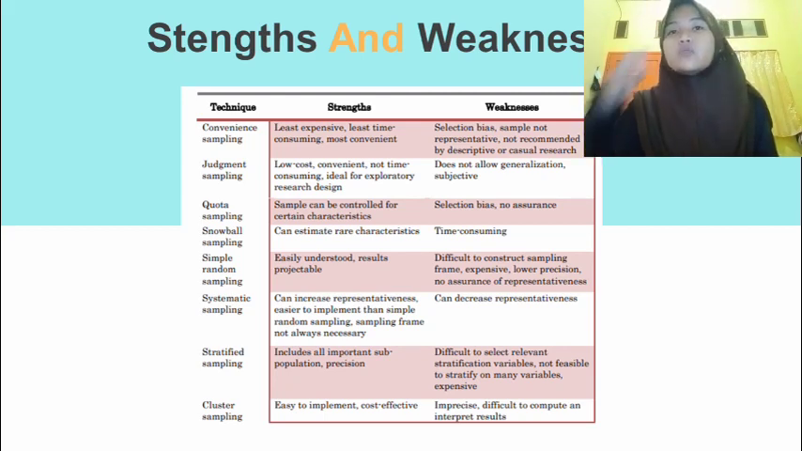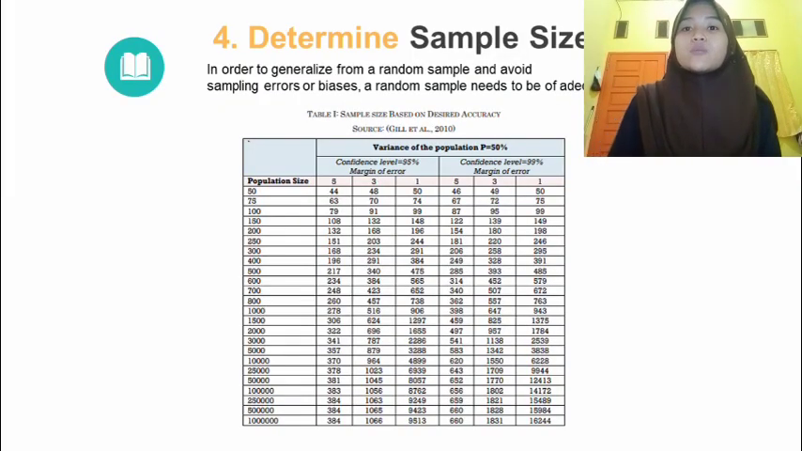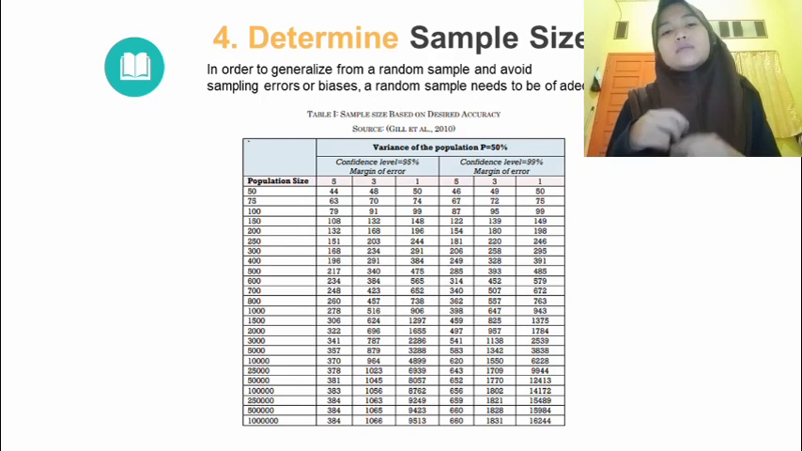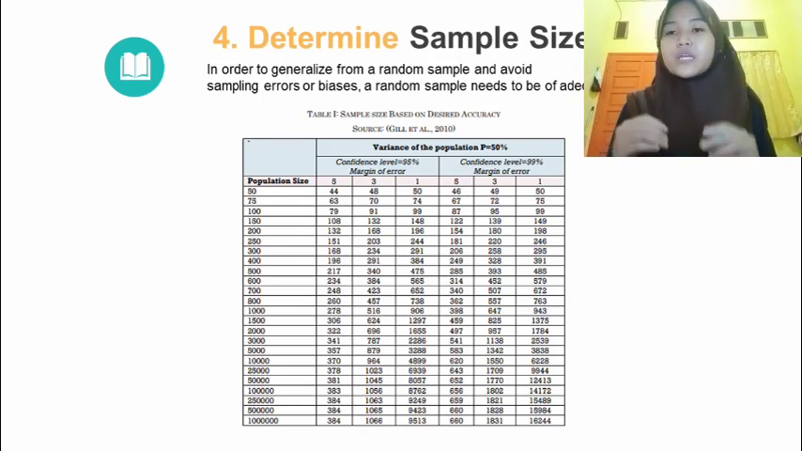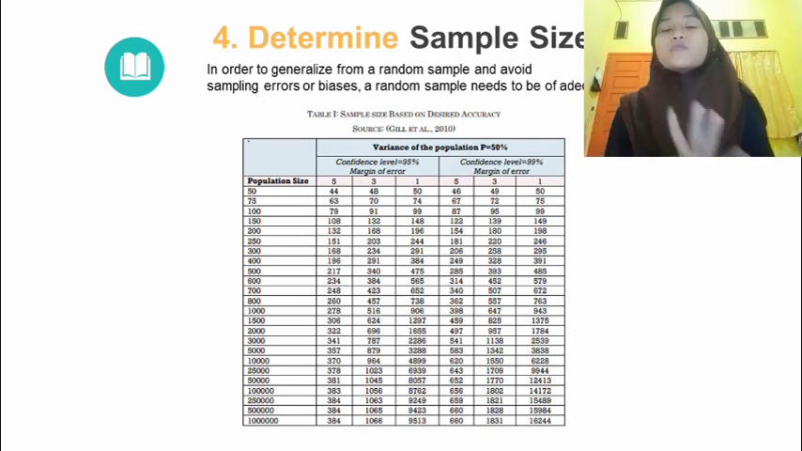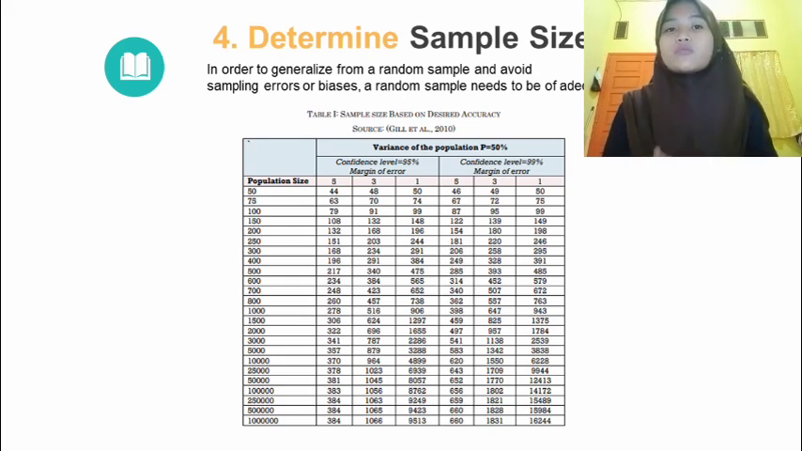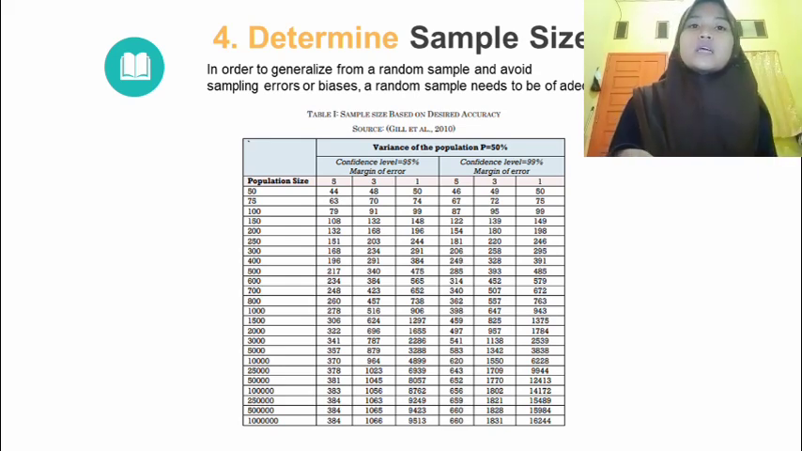Okay, we're just directly going to the next step, that is determining the sample size. In order to generalize from a random sample and avoid sampling error or bias, a random sample needs to be of adequate size. So this is the list of confidence levels if you choose some sampling from the population. For example, you have 50 populations, and also the margin of error that you are going to have if you choose 45%, for example, or 48, 50, and so on.